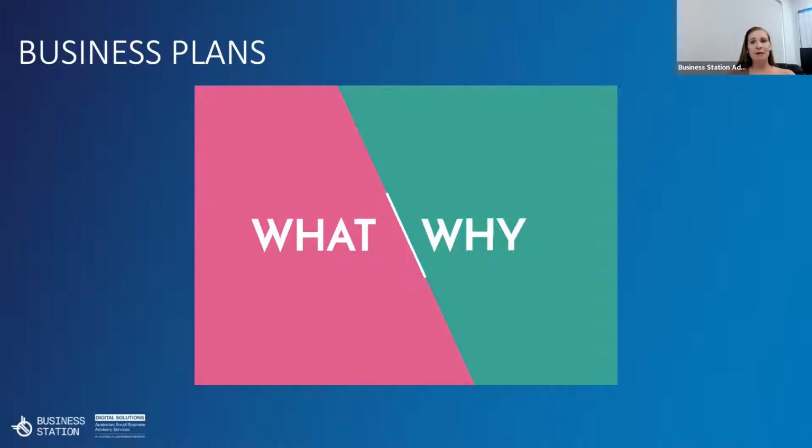It can also help you get that funding, like I said, or bring on new business partners. Investors generally want to feel confident that they're going to see a return on investment, and your business plan is going to be the tool that you'll use to convince people that working with you or investing in your company is that smart choice.